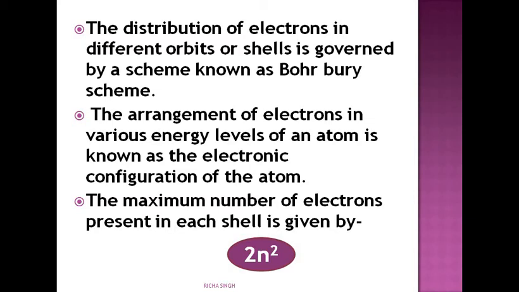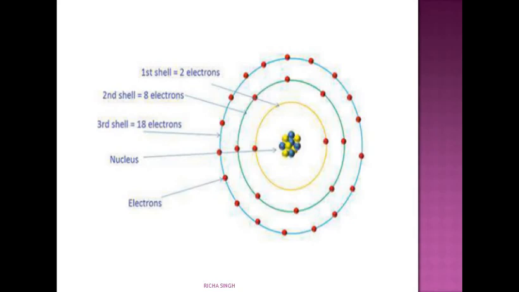So the maximum number of electrons in K shell: the formula you will be using is 2n square. Here n is equal to 1, so that is 2 into 1 square, that is equal to 2. For L shell, 2n square, here n is equal to 2, 2 into 2 square, that is 8. For n equal to 3, 2 into 3 square, that is 18. So in K shell it is 2, then 8 and then 18. This is the maximum capacity for each shell.